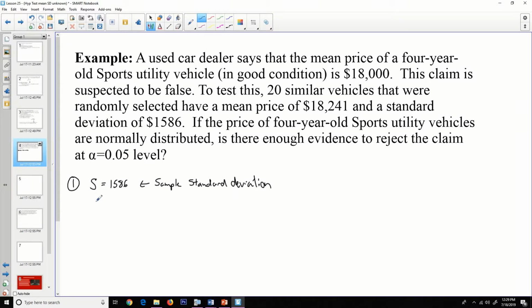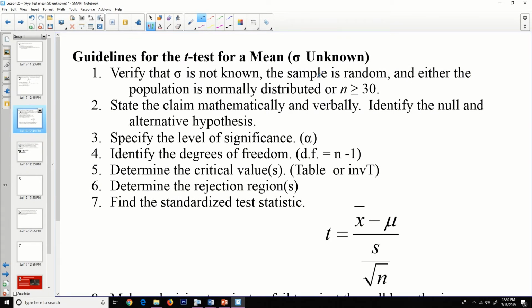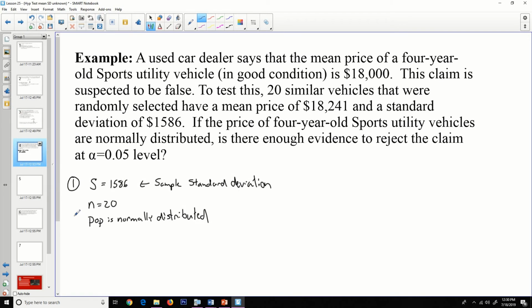All right, so then the other two things, we do know that we only have an n equal to 20. That's too small, but they do say that the population is normally distributed. So now that we've done those things, we know that we are in fact using a t-test because, again, we have a normally distributed population, which is one of the two things that we had to have. And we also do not know the population standard deviation.